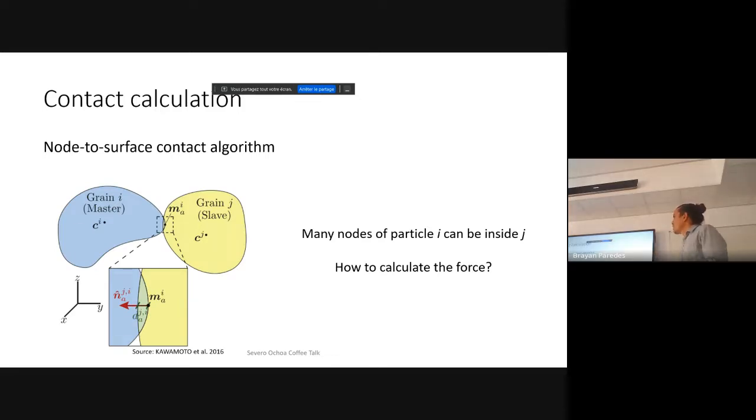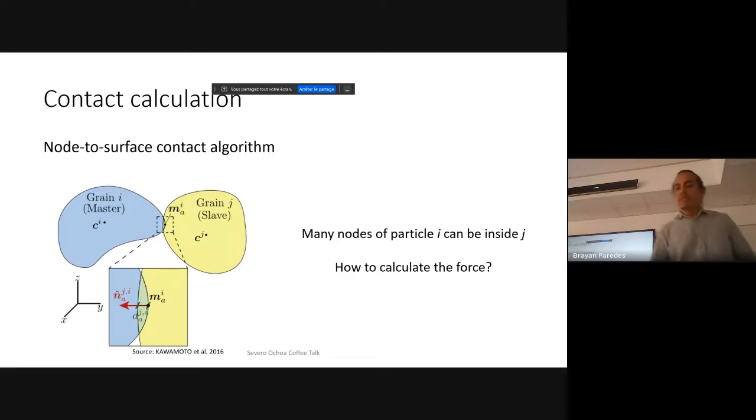In the next section, I will talk in more detail about contact detection. But at this point, just to speak quickly about the contact calculations, we will consider that I already have a method to find if there is contact, and I can calculate the indentations. But now, how to calculate the force? The approach proposed in this method is a node-to-surface contact algorithm, with a master and a slave, as we can see here. But first, the question is: I can have, for instance, several points of particle E that are inside particle J. How to calculate the force? Do I sum the forces, do an average, or consider the maximum? At the beginning it could seem trivial, but it's not like this.